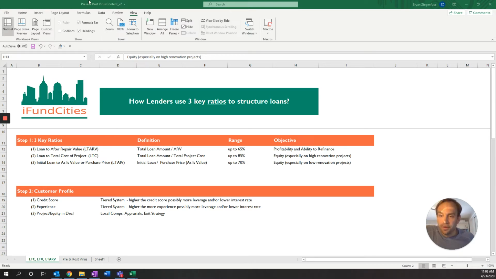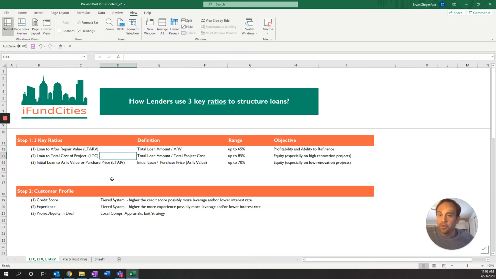So first, the way these ratios are used in construction loans, fix and flip loans, fix and flip projects, renovation projects, really that 12 to 24 month short-term loan. The first one is loan to after repair value, probably the one everybody's most familiar with. It's the total loan amount divided by the ARV.